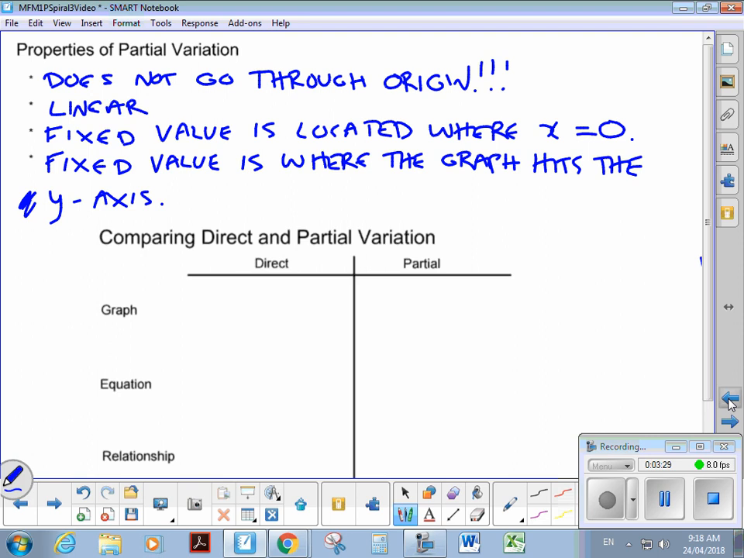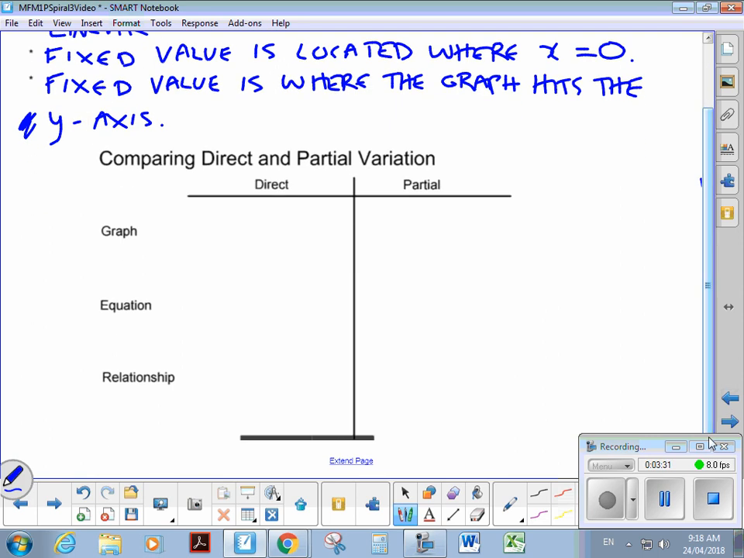All right, so last thing here. Comparing direct and partial variation. If you have some extra room, you might want to create it. We're going to make just a quadrant 1 graph. It's just going to be a sketch. So like I said, if you got room, you can work down. It's not a big deal here.